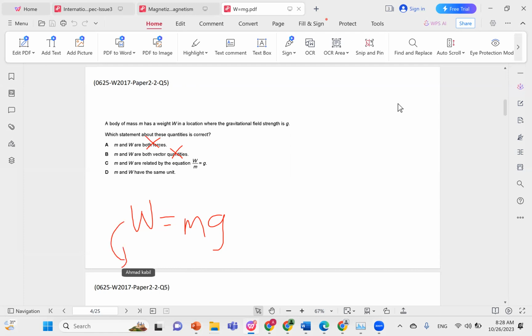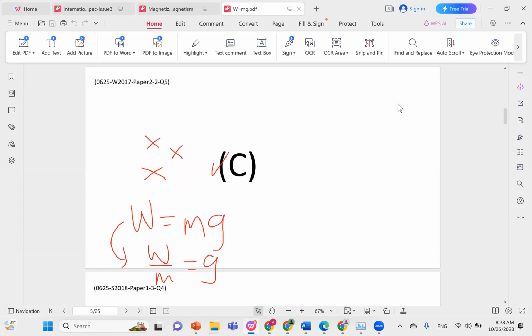C says M and W are related by the equation W over M equals G. So if we rewrite this equation, we can get W over M equals G. So C is correct. D, M and W have the same unit. No, they don't. M is measured in kilograms, while W is measured in newtons. So the correct answer here is choice C.